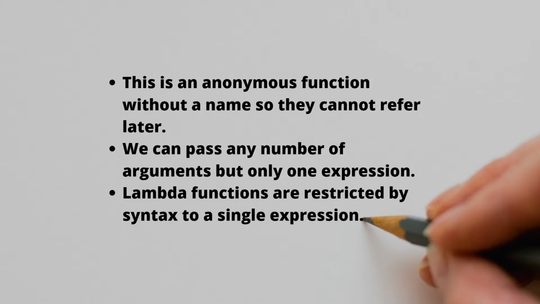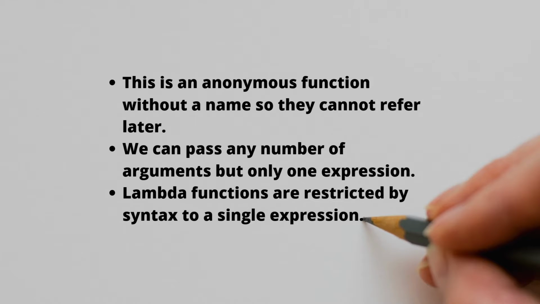So what is a lambda? Lambda is an anonymous function without a name, so it cannot be referred to later. So we can say lambda is a function without a function name. Then we can pass any number of arguments but only one expression.